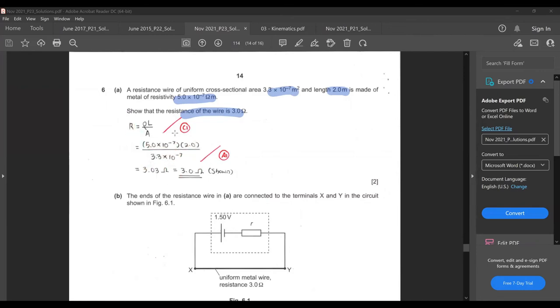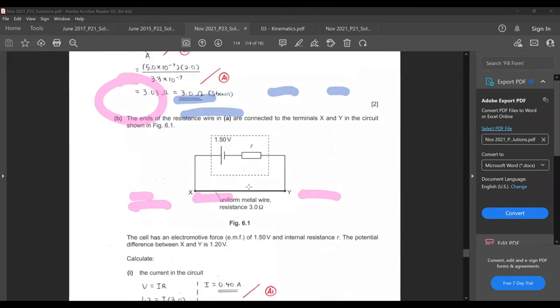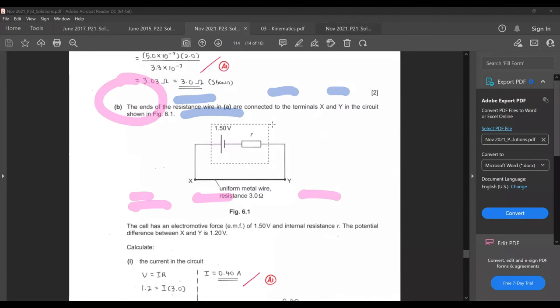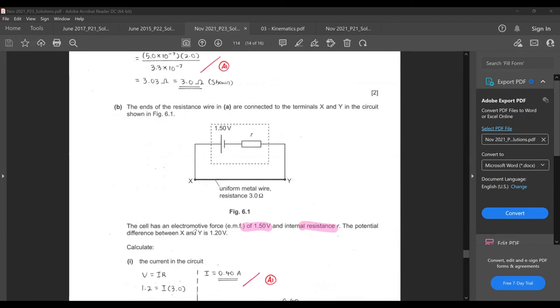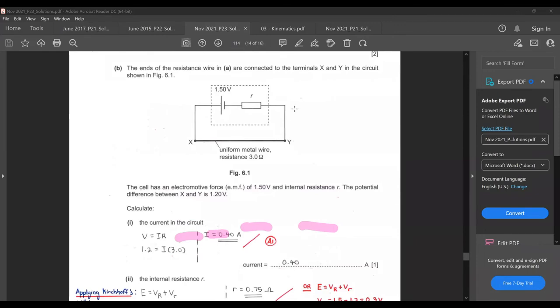They're telling you right now that the ends of the resistance wire in A are connected to terminals XY in the circuit as shown in figure 6.1. All right, that same resistance wire is now connected to some sort of circuit where they now tell you that the cell has EMF of 1.5 volts, and internal resistance R, the PD between X and Y is 1.2 volts. Okay, from here, calculate out the current inside the circuit.